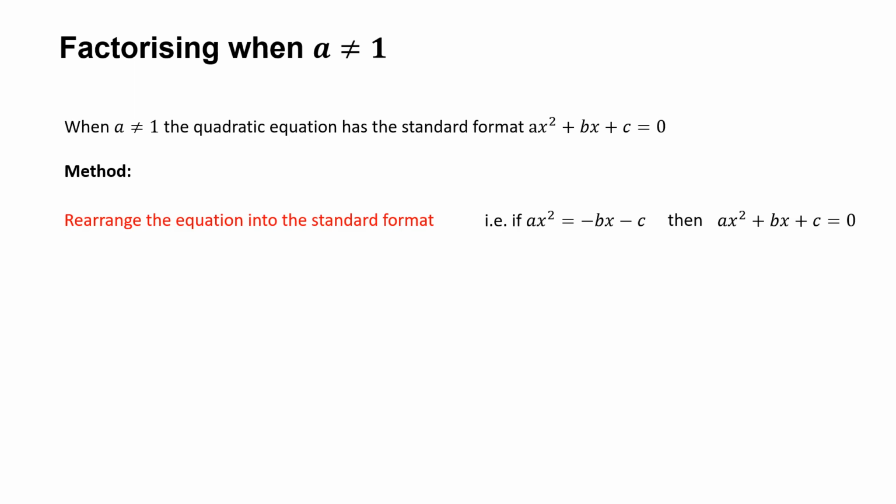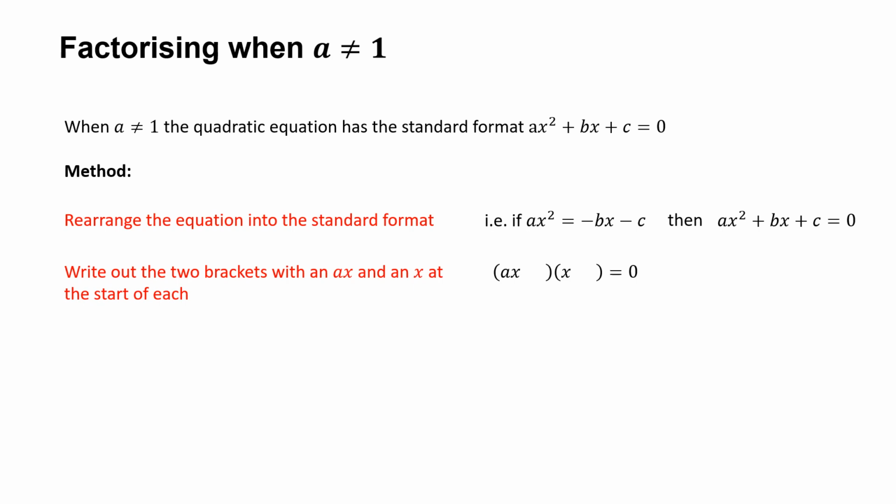Well, like last time, we have to have our equation in the standard format, which is where we set the equation equal to 0. So if we, for example, had ax squared equals minus bx minus c, we'd need to move that minus bx and minus c across as plus to the left-hand side to get ax squared plus bx plus c, and then set this equal to 0.